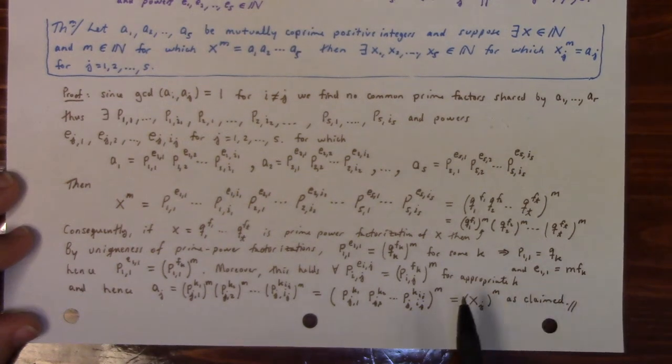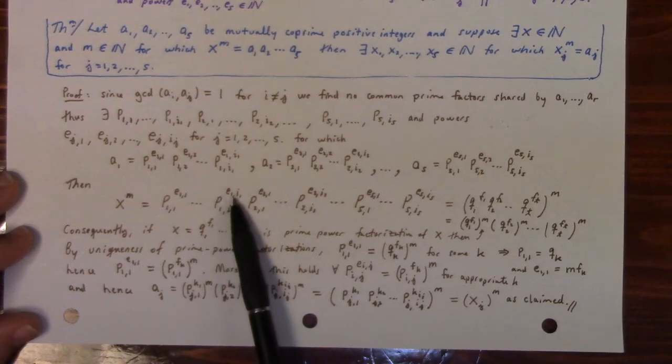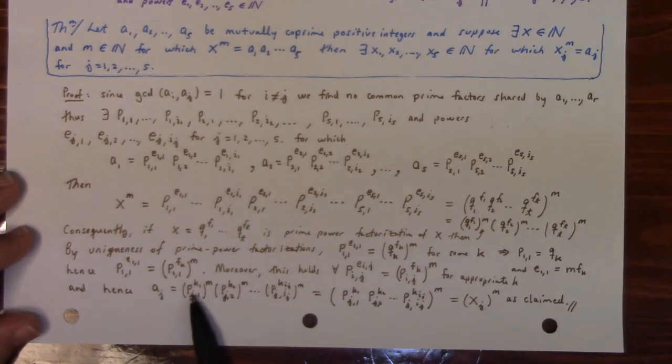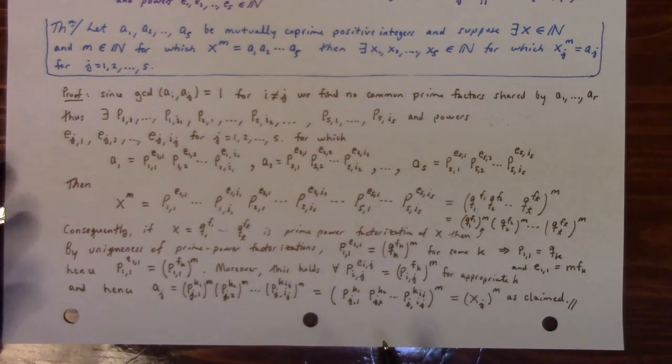But I can repeat this argument and get it for every prime power. So every exponent over here has to be a multiple of m, all right? And so since that's the case, we can factor the m out to the outside and we get the product of p_j1 to the k_j1, and so on, through p_ji_j to the k_ji_j, all to the m power, which is what the claim was.